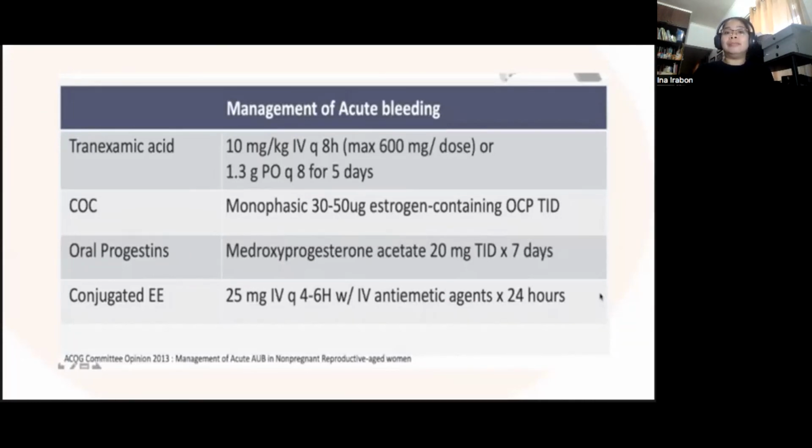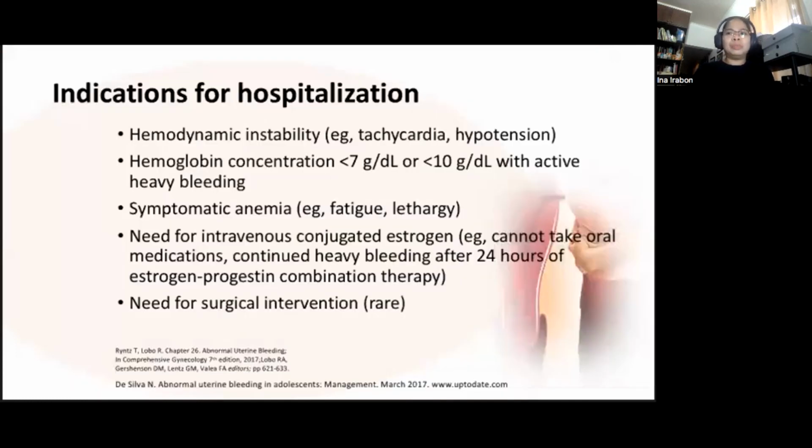Of course, we can give them tranexamic acid pills, oral progestins, or conjugated equine estrogen. Do we have to hospitalize these patients? Well, we can, especially if there are indications for hospitalization. And what are these? If patient is already manifesting hemodynamic instability, if she's already severely anemic, okay, she has need for intravenous estrogen, and the need for surgical intervention, of course. Okay, that's it for my lecture.